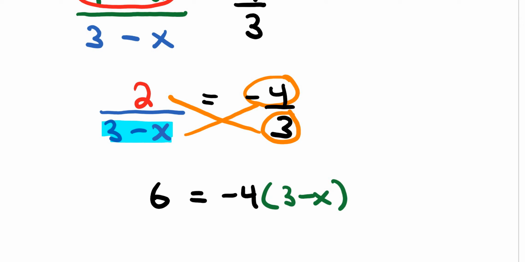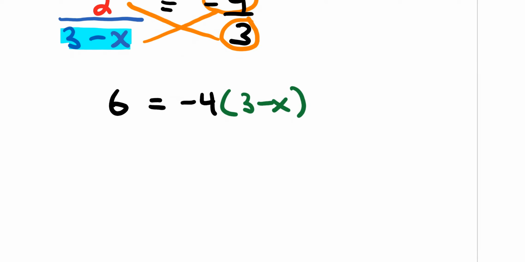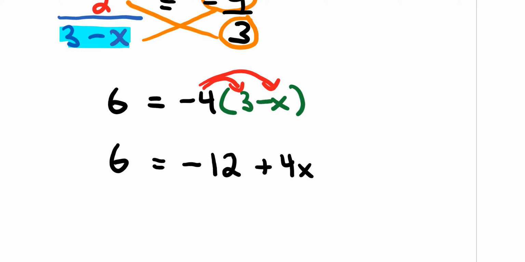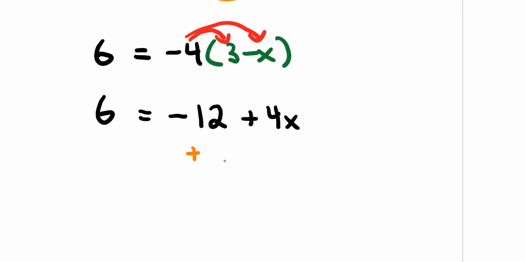So when we're multiplying a binomial, always have it in brackets, and then you would just distribute here. All right, so that's going to be negative 12. So negative 4 times 3 is negative 12. And then we have positive 4x. And then I have a 6 on the left-hand side. If I add 12 to both sides, 6 plus 12 is going to be 18. So 18 equals 4x.